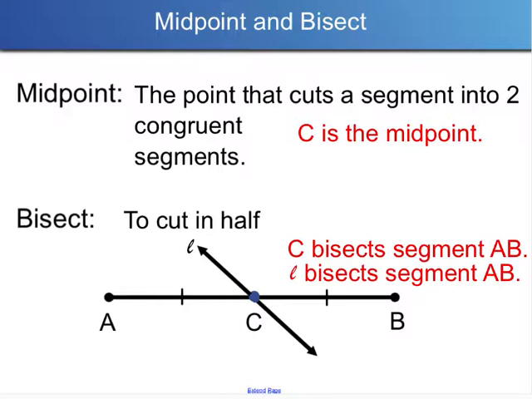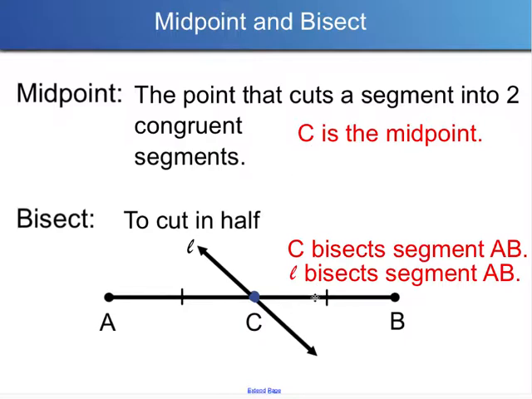Okay, now I want to explain this a little bit. If I take a look at the diagram below that I've drawn here, you notice I have segment AB and point C. The measurement of AC is equal to the measurement of CB, and I can tell that by the tick marks. C is the midpoint of segment AB.